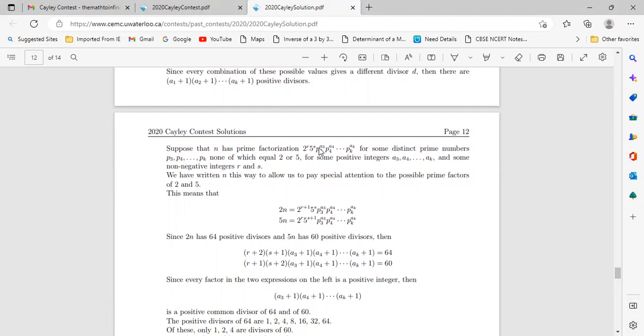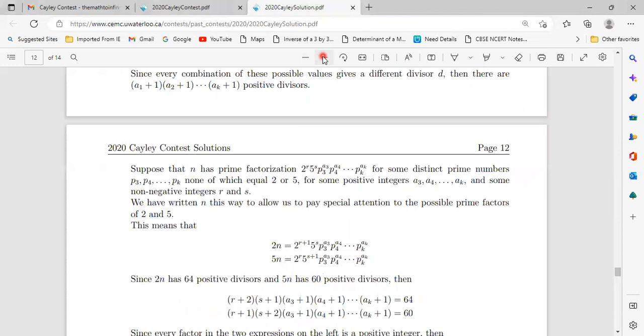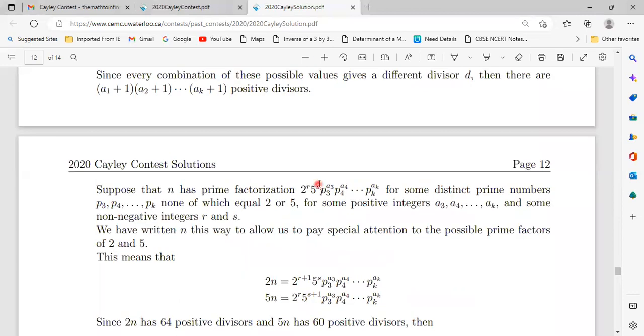Since n has prime factorization 2 power r, 5 power s... Is that 8 or is it s? Yeah, I think it's s. Yes, I guess. One minute, I'll just zoom in. Yeah, it's s.